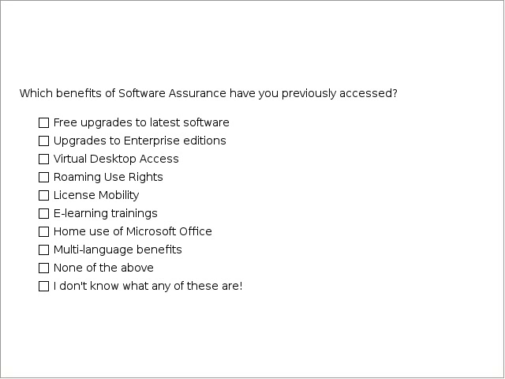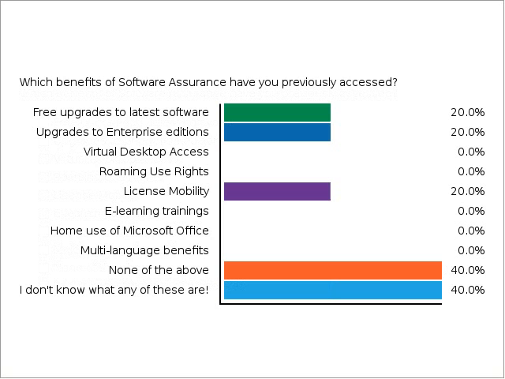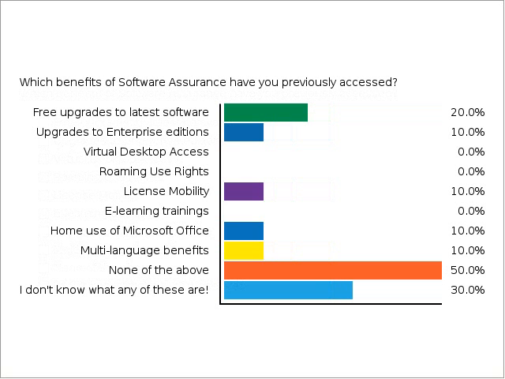So with that, I want to go ahead and start us off with a quick poll. So if you can take just a moment and click on which benefits of software assurance you've previously accessed as part of your donations. You can go ahead and take a minute. We'll let you read through these options, whether you've gotten free upgrades, whether you've upgraded your Pro version of software to an Enterprise Edition, if you've used the virtual desktop access or roaming use.